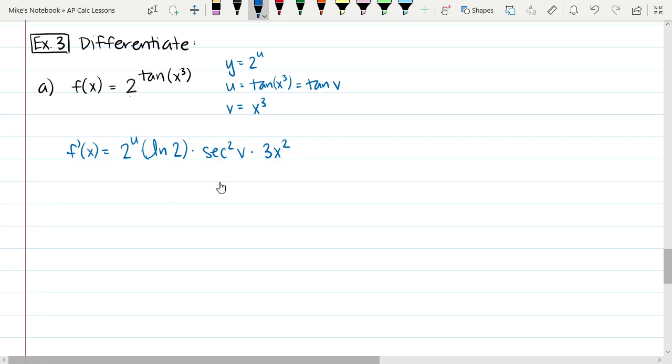So now we're just going to reorder some things and replace the u's and the v's, so everything is back in terms of x. So we get f prime of x equals, so let's see, I'm going to move this 3x squared out in front, and this natural log of 2, which is a constant. This is now times 2 to the u, but remember that's tangent of x cubed. And then times secant squared of v, but remember v is x cubed. All right, and there's not really a great particular order for this one, so this is sufficient.